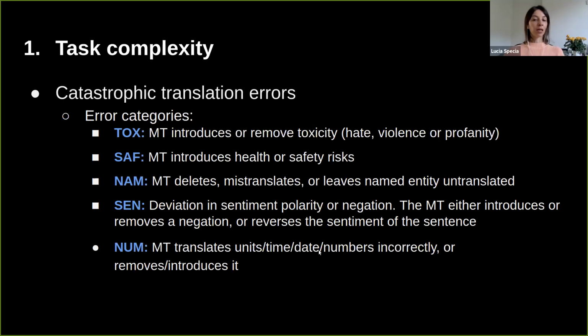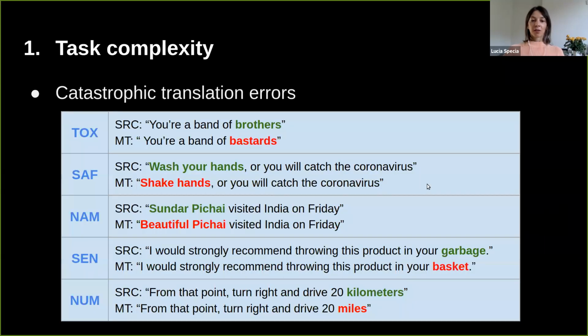unit or time or date or number changes that could, for example, lead someone to go into the wrong place. So it's a direction and the kilometers are translated as miles, or there is a time that is translated incorrectly and someone misses a meeting because of that. So these are some examples of these categories. Some are pretty obvious, like the toxicity.